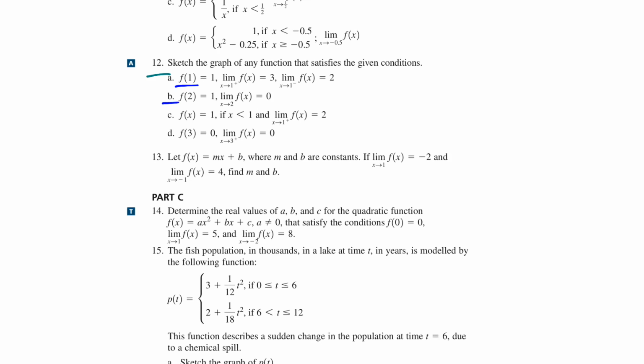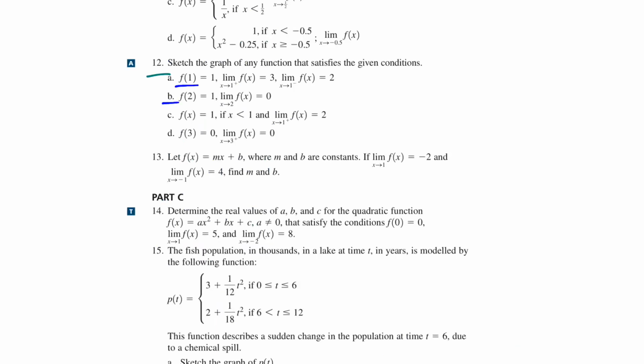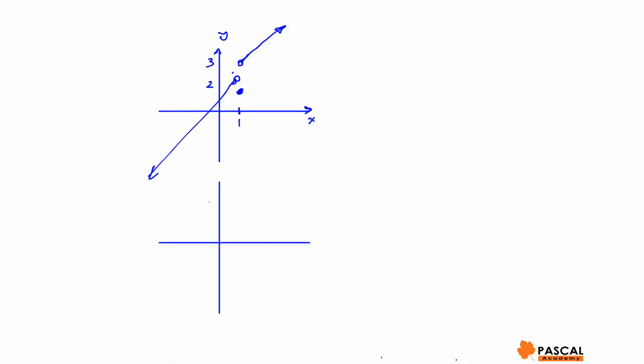Part B, f of 2 is 1, limit of f of x as x approaches 2 is 0. So both right and left side limit are 0, and the value of the function is 1 when x is 2. At 2 it is 1. From left or right side, both of them, it is 0. We can have any graph, therefore we choose this graph.